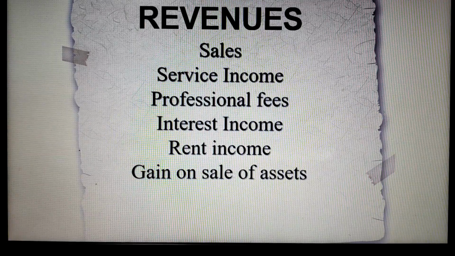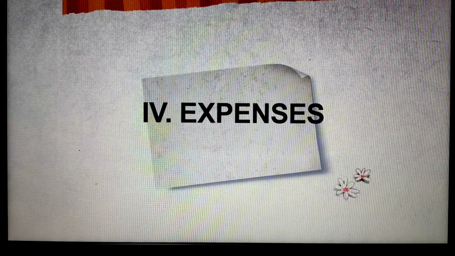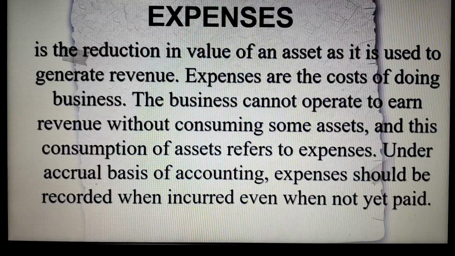You check it out para mas masabtan ninyo the definition of these different types of revenue accounts. Next item nga makita nato sa statement of comprehensive income on the single step is the expenses. So expenses is the reduction in value of an asset as it is used to generate revenue. Expenses are the cost of doing business.